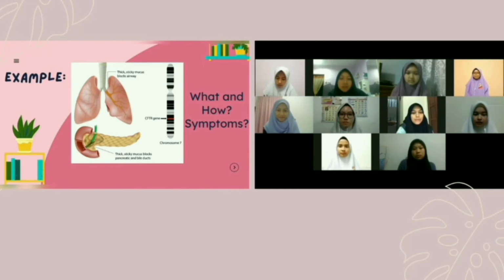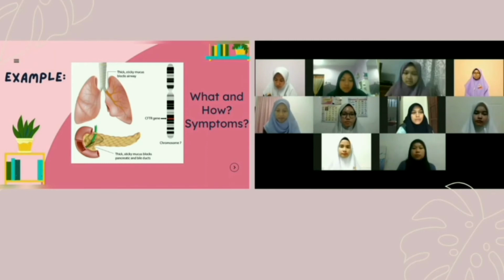Shakira, can you give me an example of single gene disorders? Sure, teacher. The example is cystic fibrosis. The mutation occurs at the cystic fibrosis transmembrane conductance regulator, the CFTR. It happens because of the deletion of 3 bases on chromosome 7, and it is an autosomal recessive disorder. All right, thank you, Shakira.